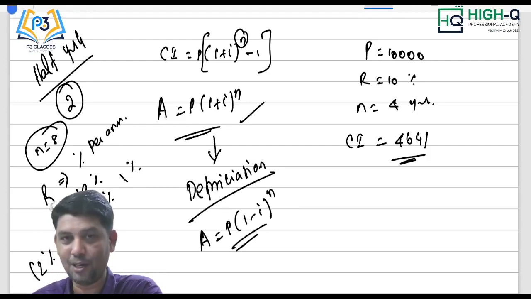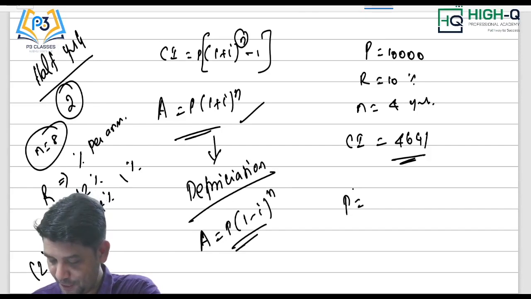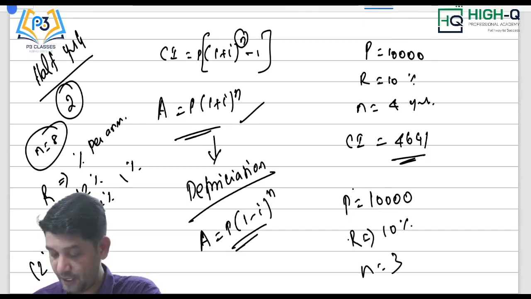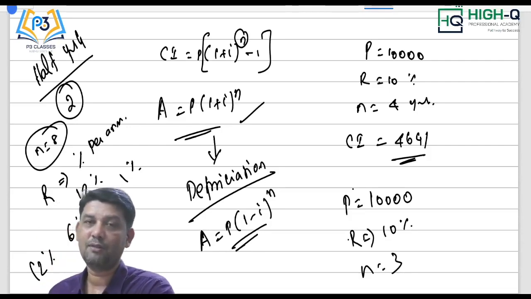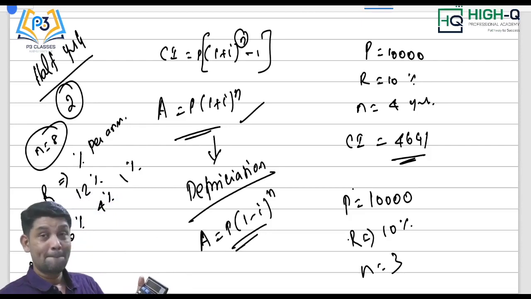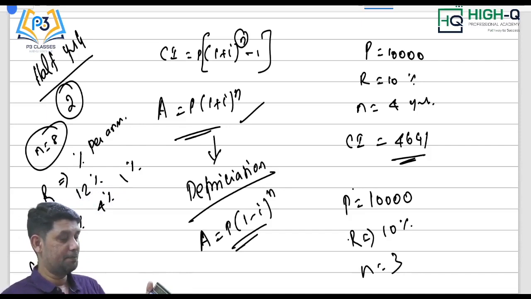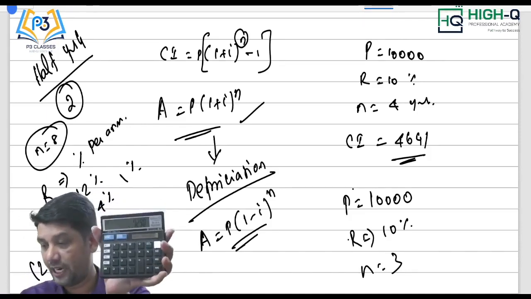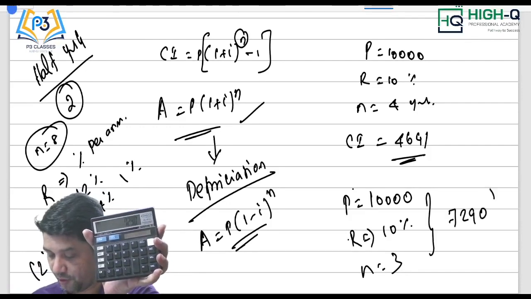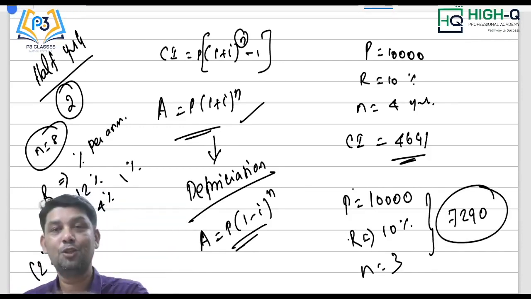So this is the formula. For example, principal is 10,000 and rate of depreciation is 10%. Number of years 3. Can you please find out the scrap value? This is the question. Simply I'll take the calculator. 10,000 minus 10% minus 10% minus 10%. 7,290. Okay, 7,290. This is our scrap value.